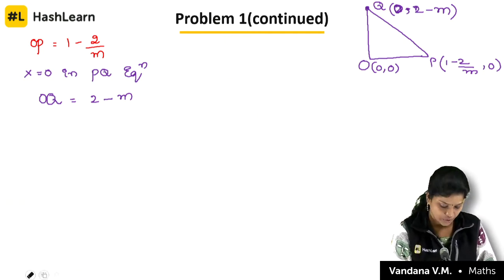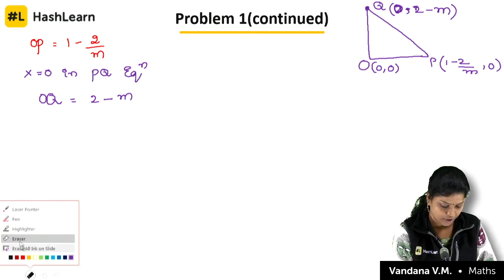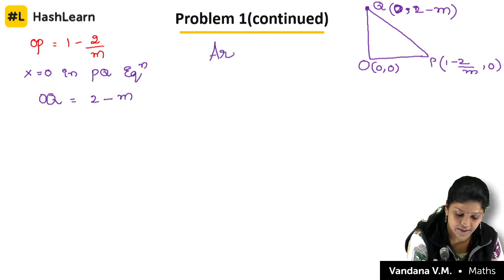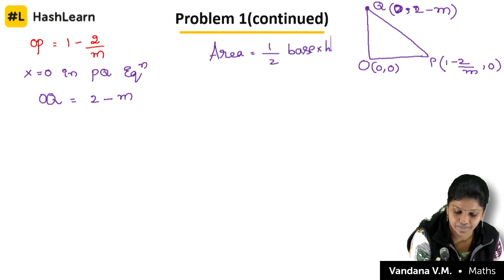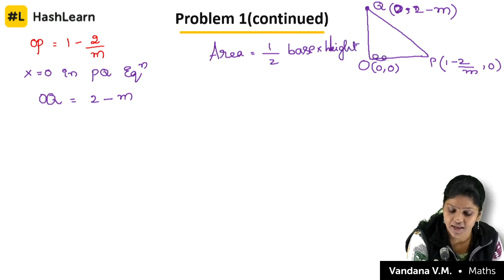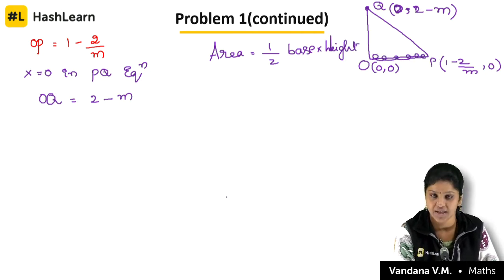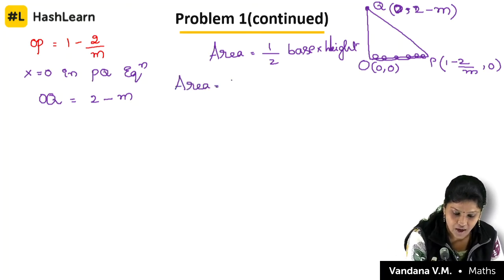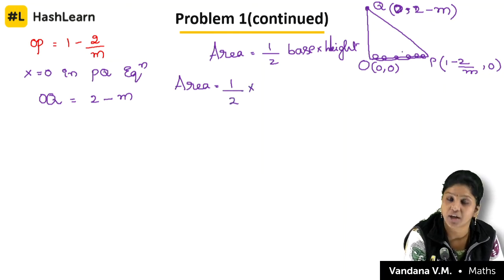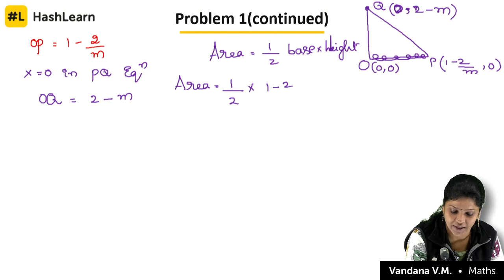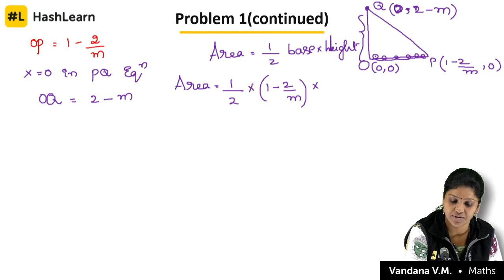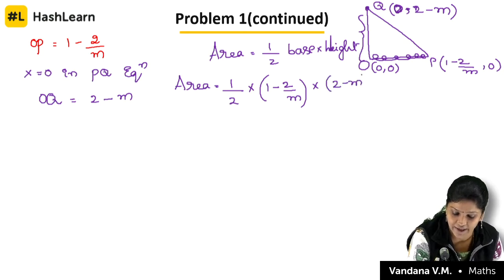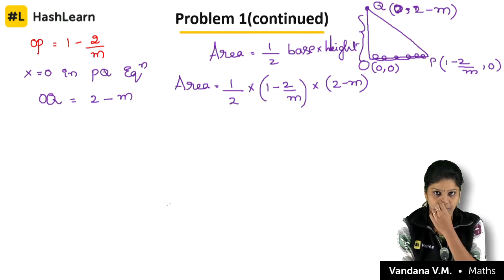How will you usually find the area? The formula for the triangle is area is half into base into height. Which is acting like a base? Here OP is acting like a base and OQ is acting like height. So area is half into base. The distance from here to here is 1 minus 2 by m, into height. The distance from here to here is 2 minus m. Clear, children? So this is the area.